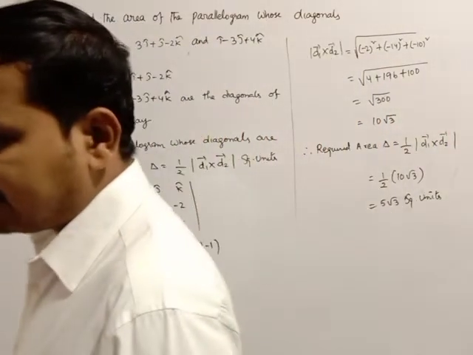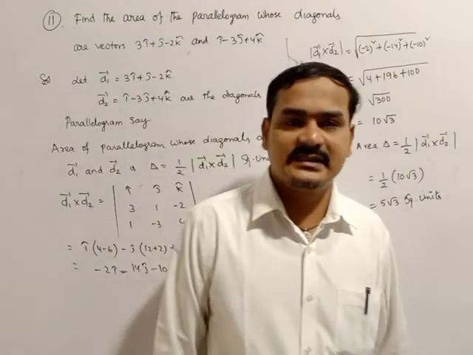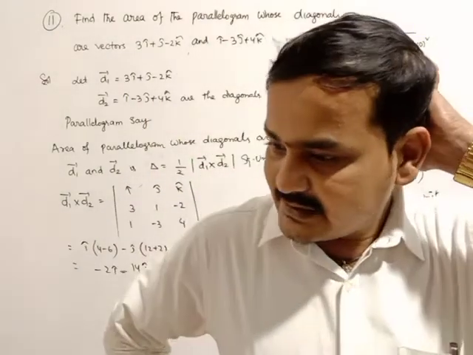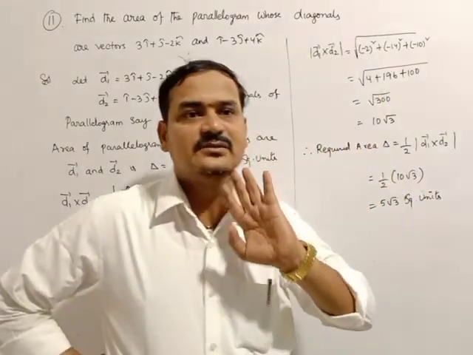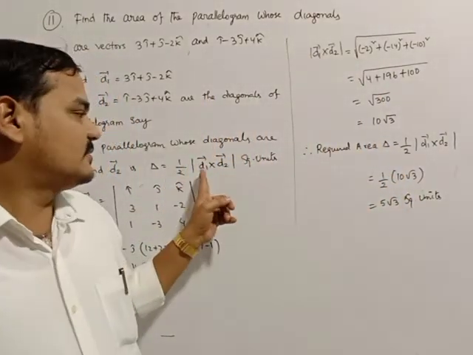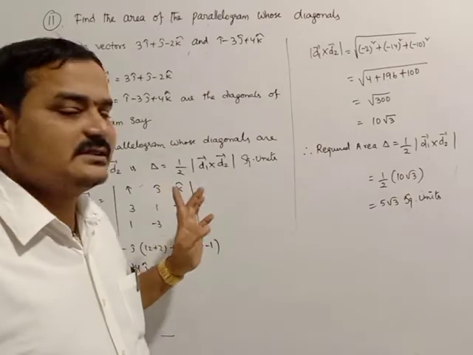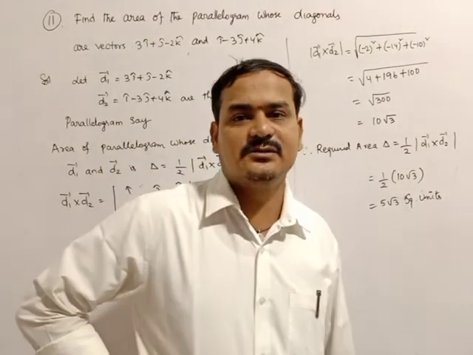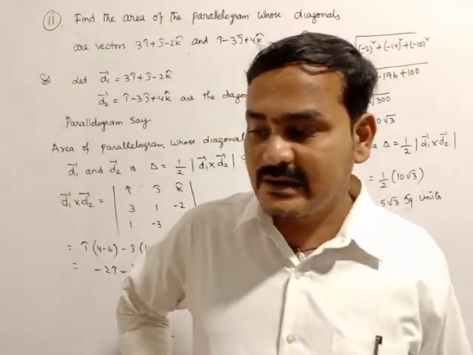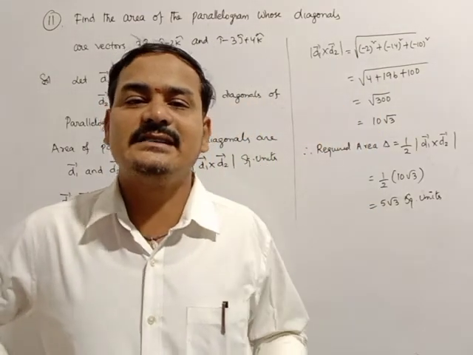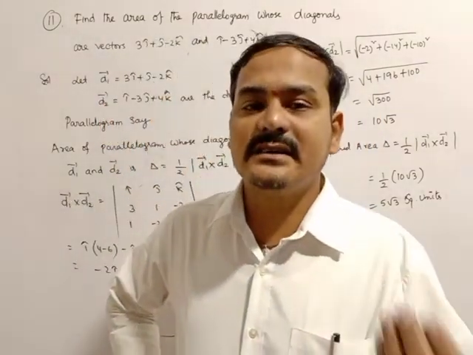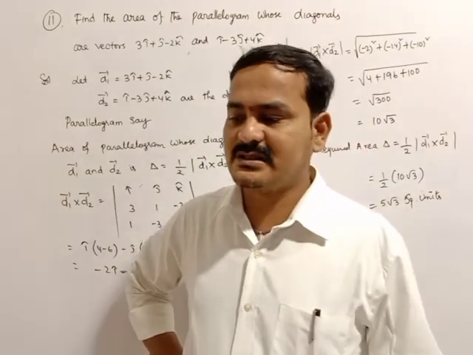Question number 4 is the area of the parallelogram with adjacent sides, and question number 11 is the area of the parallelogram with diagonals. There you use only the magnitude of a bar cross b bar, but here you use half the magnitude of d1 bar cross d2 bar. Now question number 12 is the relation between adjacent sides and diagonals in the cross product in a parallelogram.